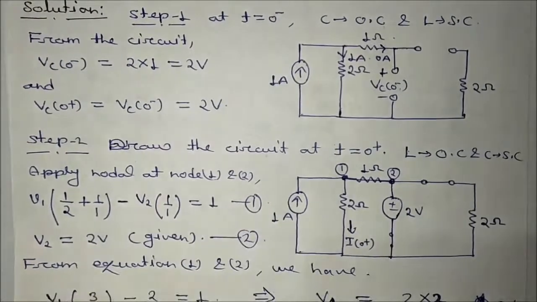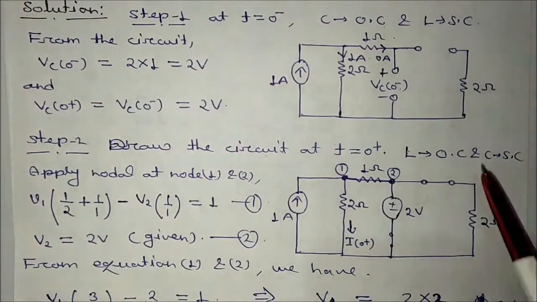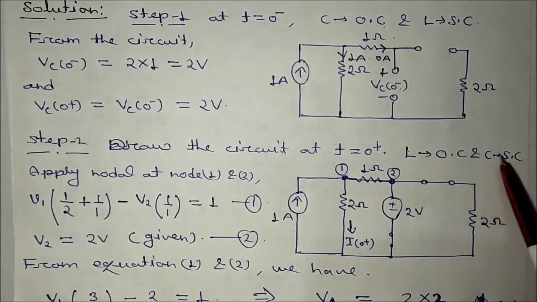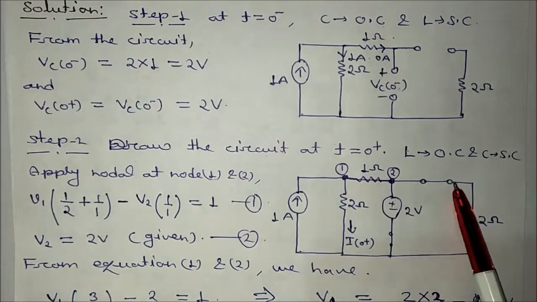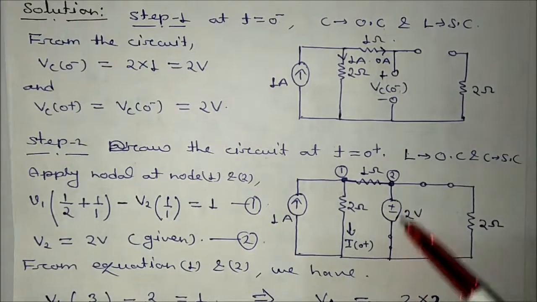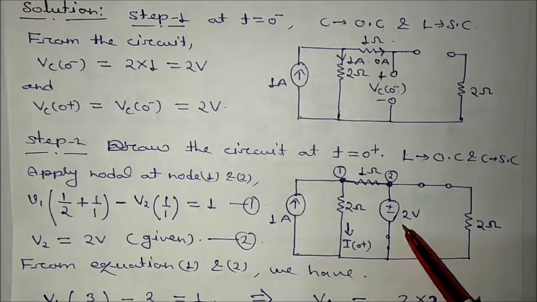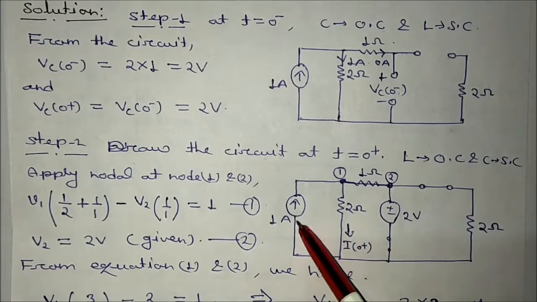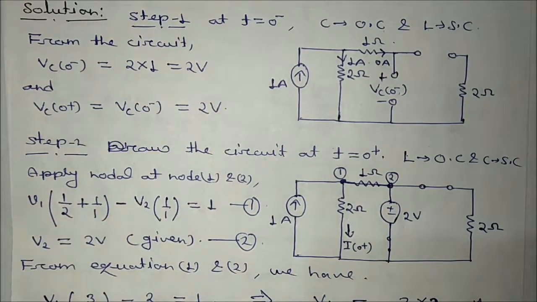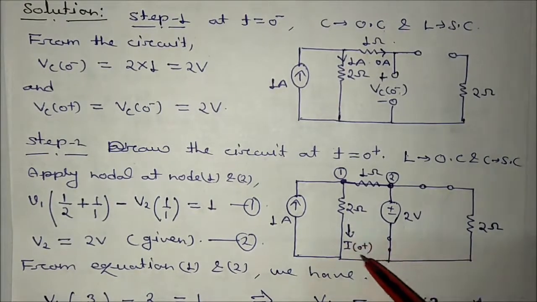Next step is what? Draw the circuit at t is equal to 0 plus. L will be open circuited, replaced with its current source. C will be short circuited, replaced with its voltage equivalent. So I am just representing the switch getting closed at t is equal to 0 plus. The capacitor will be replaced with its voltage equivalent, that is equal to 2 volt. This is 1 ohm, this is 2 ohm, this is 1 ampere. It is asking about the I value. This is the I value, I0 plus value.